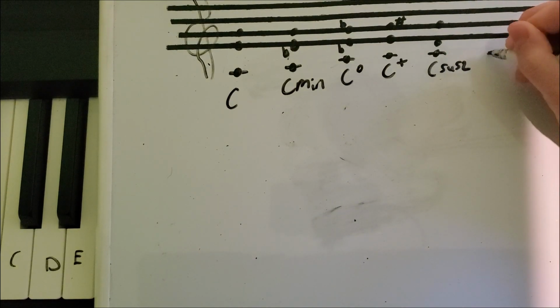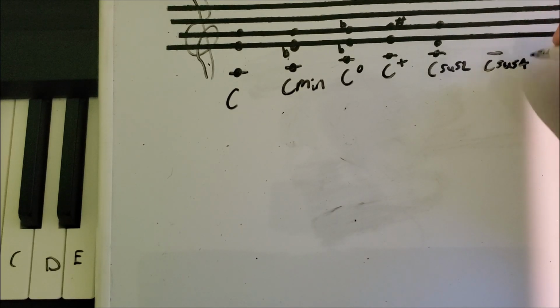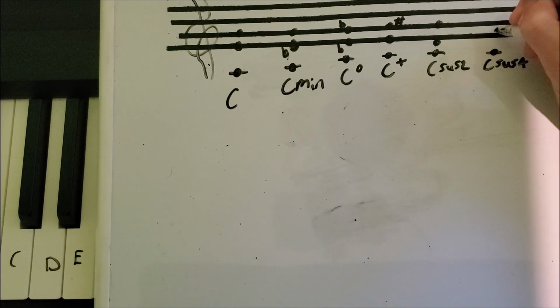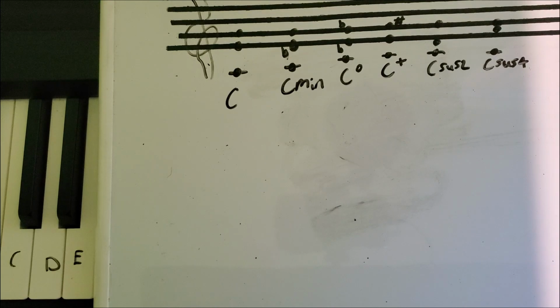And then C sus4. C, we're going up, next note, which is going to be F, and then G. So that's how you would see the chords written out on your sheet music.